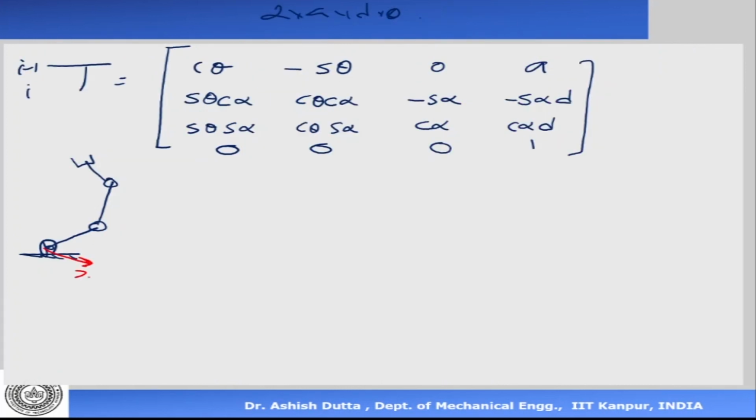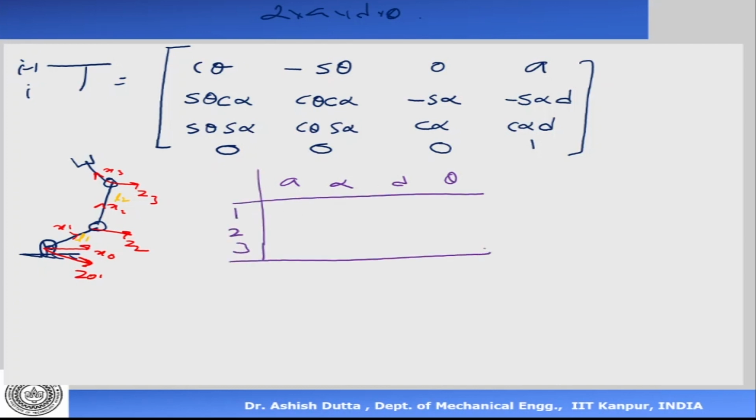So let me very quickly write down the DH table of this. I put Z0, Z1, Z2, Z3. This is my X0, X1, X2, and X3. This is L1, L2, and L3. Now we have written down our DH parameter table: A, alpha, d, theta, for rows 1, 2, 3. This is 0 0 0 theta 1, this is L1 0 0 theta 2, and this is L2 0 0 theta 3. You can cross verify with that.